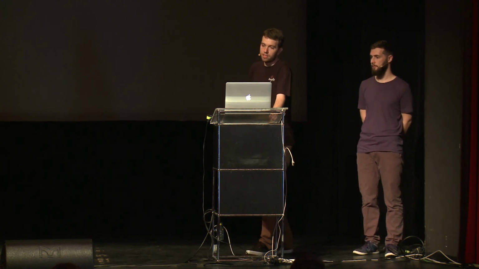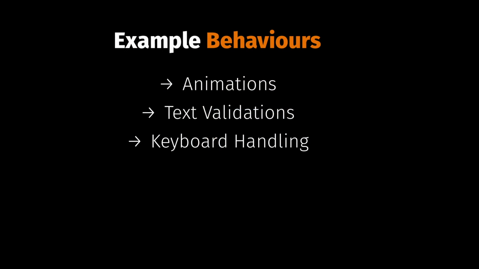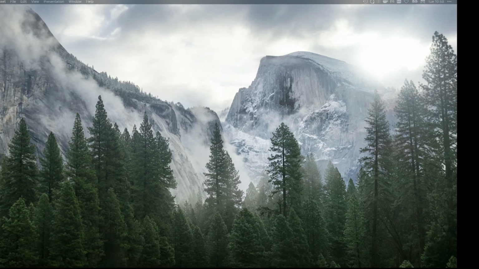Here are some use cases for what you can do with behaviors. You can build animations, you can do text validations, and you can also handle this annoying keyboard handling you have when you have multiple text fields inside a scroll view, for example. And after a while, you will end up with a whole library which you can reuse across multiple applications. To show you how behaviors work, I will give you a demo. We are doing a simple text validation for our event registration page.